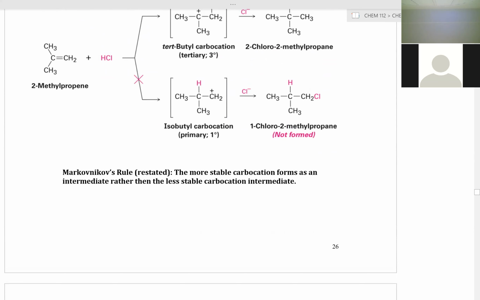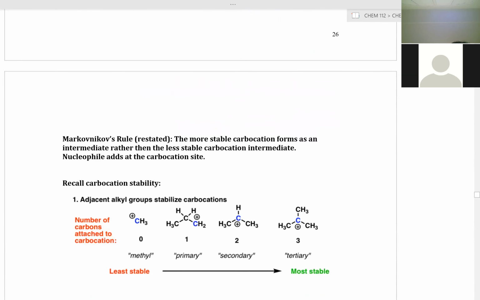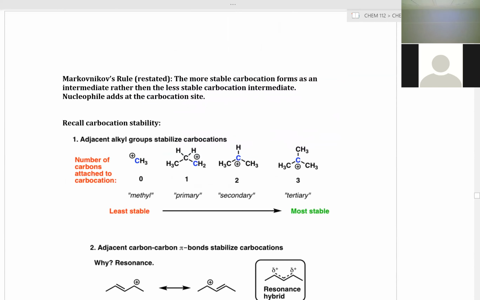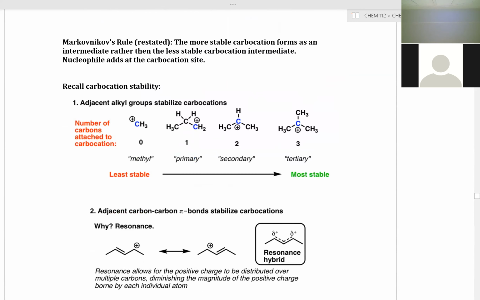If I were to restate Markovnikov's rule one more time in order to use it for a range of examples that we'll see in this next chapter, the more stable carbocation forms as an intermediate rather than the less stable carbocation. The reason I restated it in this manner is we're going to begin to look at examples where we aren't just able to make a call based on primary, secondary, and tertiary. We have to consider a few other factors. So our nucleophile is going to add at our carbocation site.